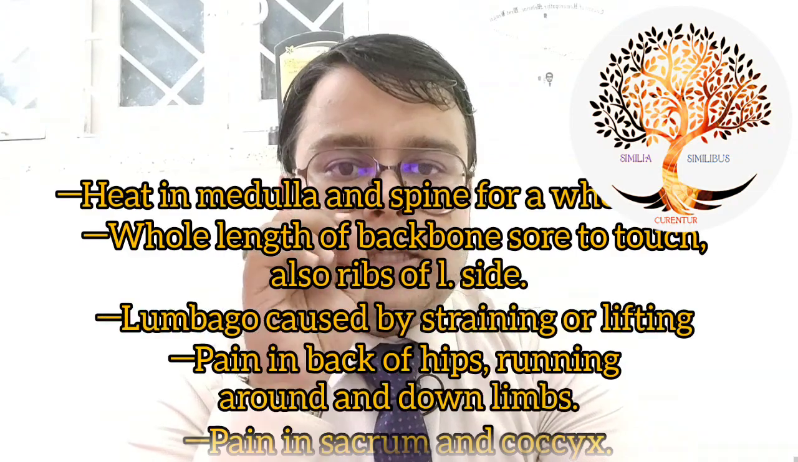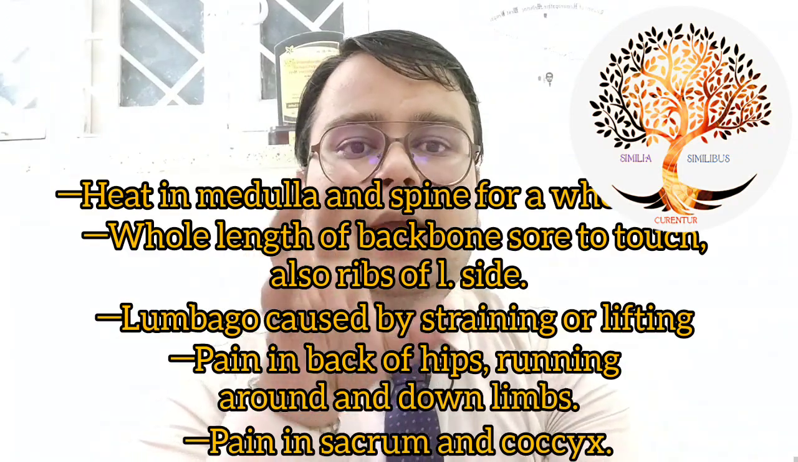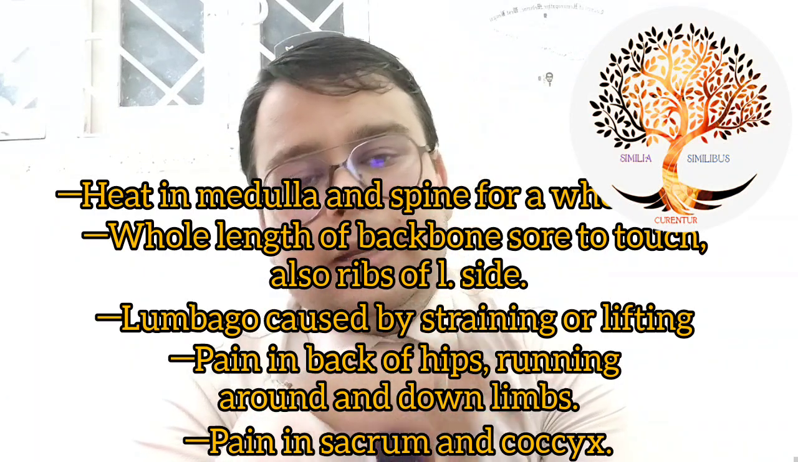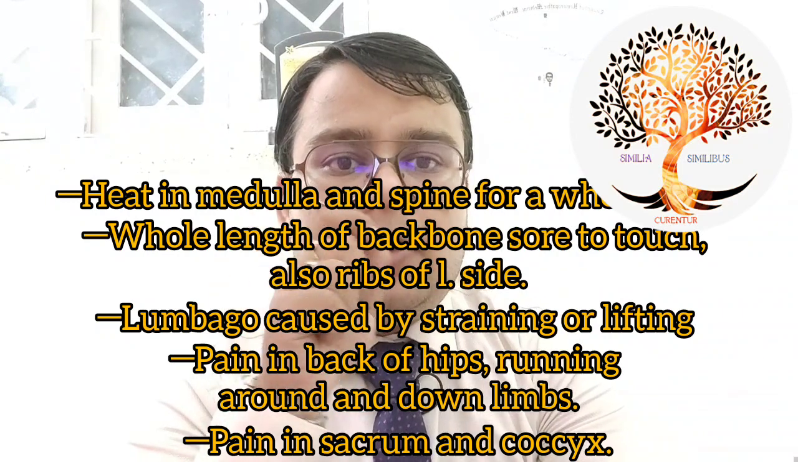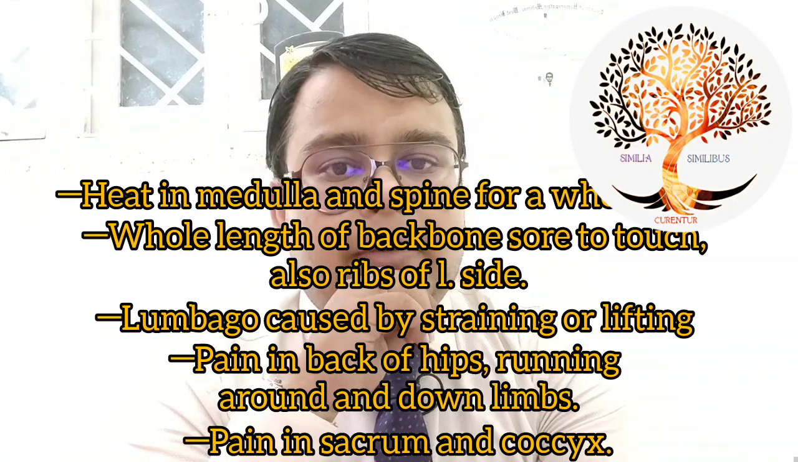In chronic rheumatism, weak, stiff, aching back, heat in the medulla and spine for a whole week, whole length of the backbone sore to touch, also ribs of left side, lumbago caused by straining or lifting, pain in the back of the hips, running around and down the limbs, pain in the sacrum and coccyx. Burning is a very important character of medorrhinum. Burning of the feet, has to fan them, is a very keynote of medorrhinum. Along with forgetfulness, increased thirst, at least drinks 4 to 5 liters of water, recurrent history of UTI with much burning. Again, desires cloudy or rainy weather like causticum and carcinosinum.